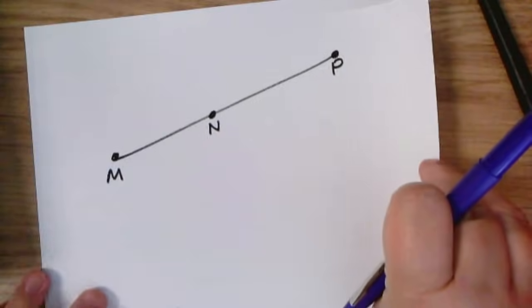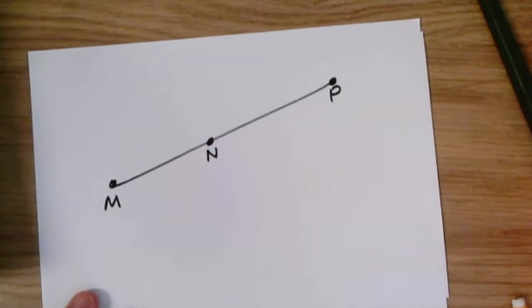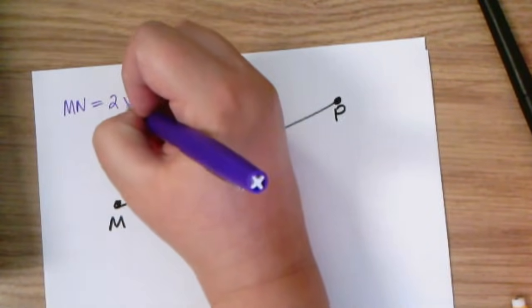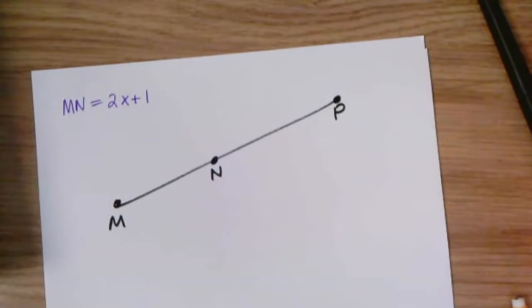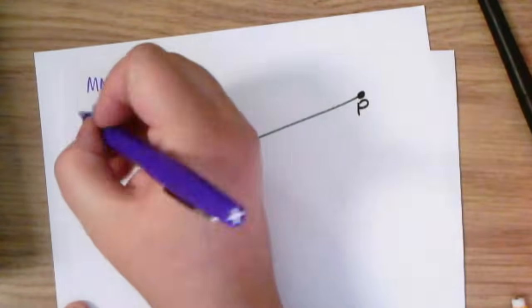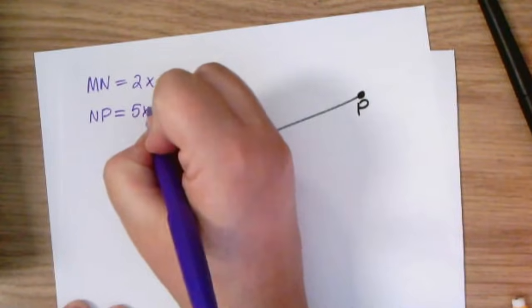A little bit less numerical. Let's say that I am told on this segment where N is between M and P that MN has a length of 2x plus 1. And I know that means length because the segment name isn't on the top. And that NP has a length of 5x.